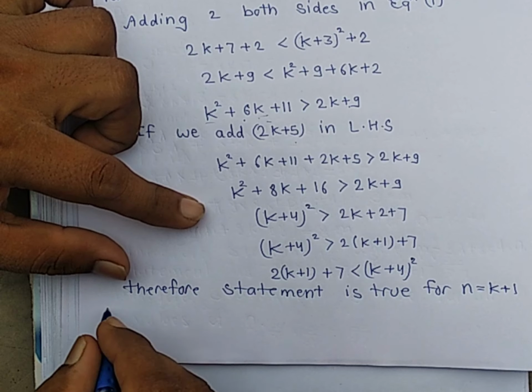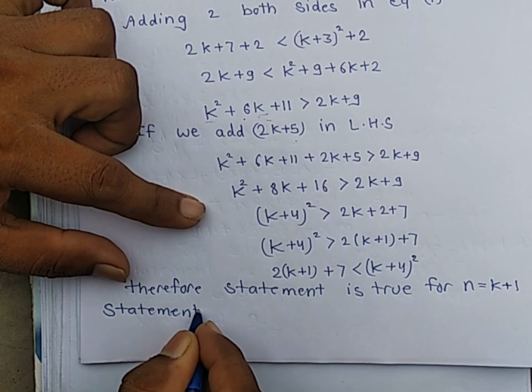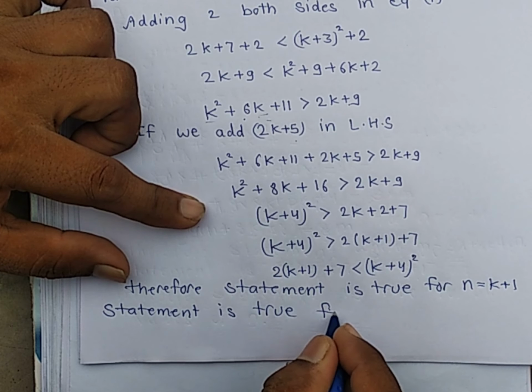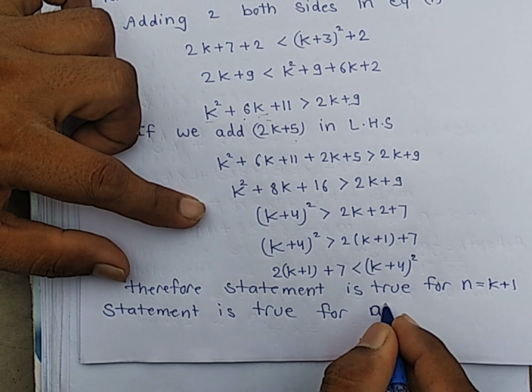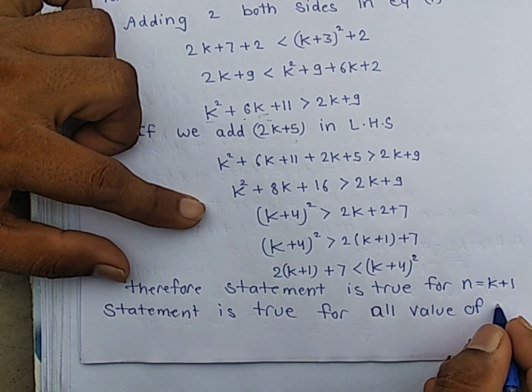It means the statement is true for all values of n.